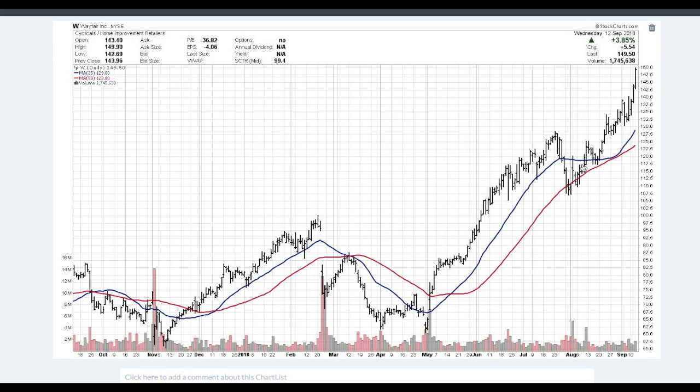In fact, I saw a report on Wayfair just the other day that said their earnings are growing and their revenues are growing 25% faster than Amazon's.